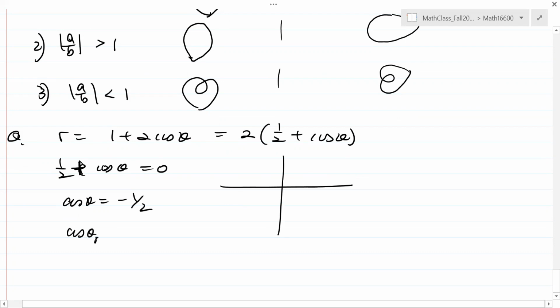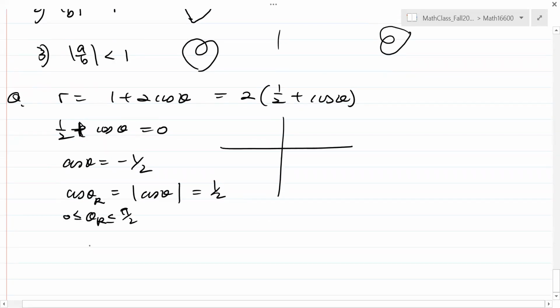So the reference angle is always going to be the absolute value of cosine theta, which is 1/2. The reference angle is always between 0 and pi over 2. So that is the unique reference angle here, which is pi over 3.